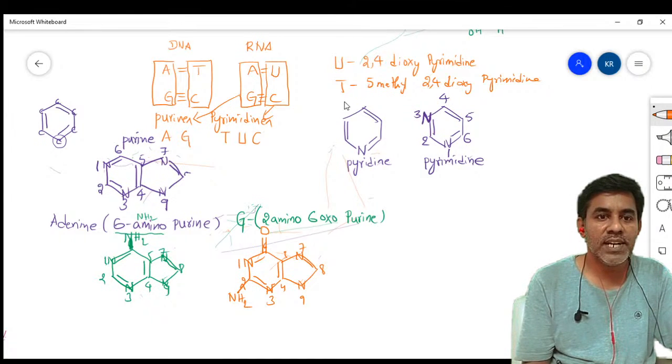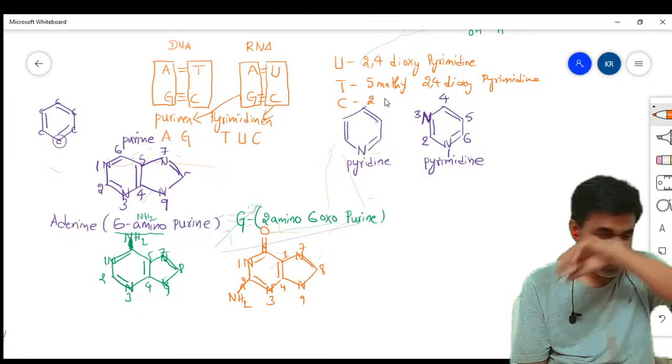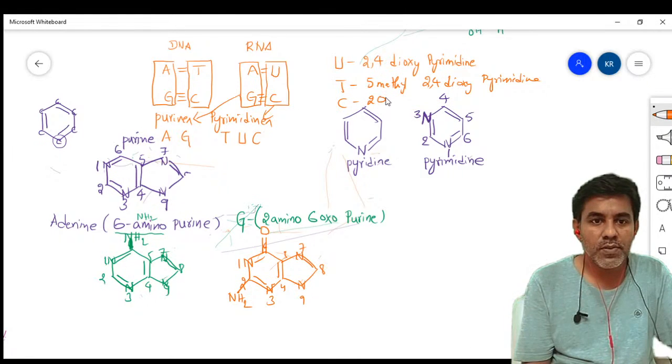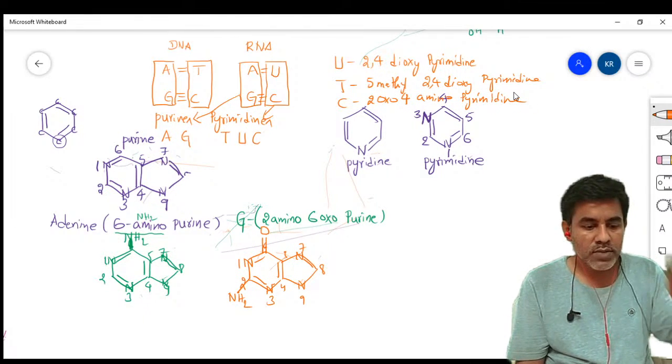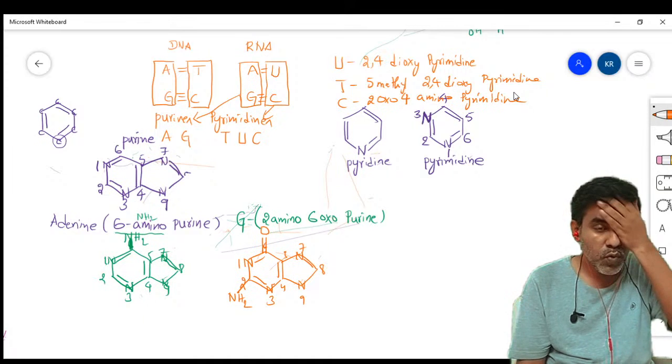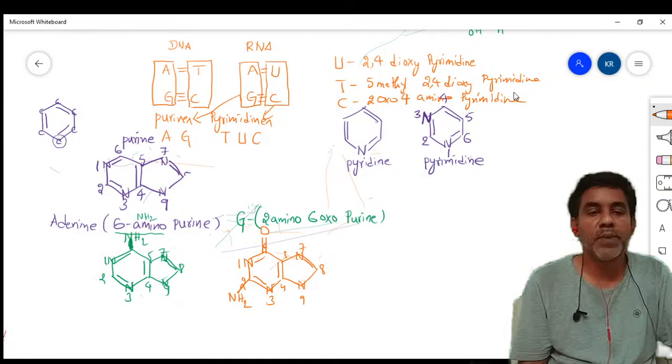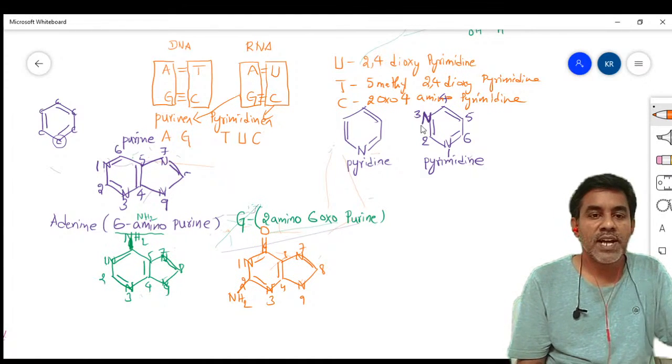And last one is cytosine. So cytosine is 2-oxo 4-amino pyrimidine. So let's draw the structures.